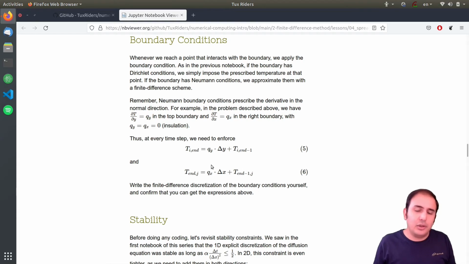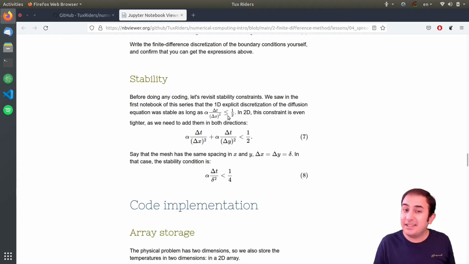So Qx and Qy, because we had two different boundaries that were insulated. And for the stability, this is explicit, very important. And this time we have two dimensions, so it should be satisfied for two dimensions. So it's better to say that it's 1/4.